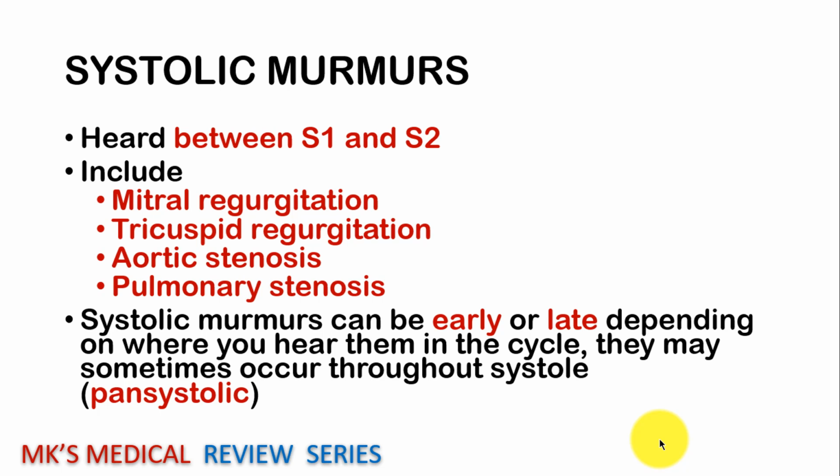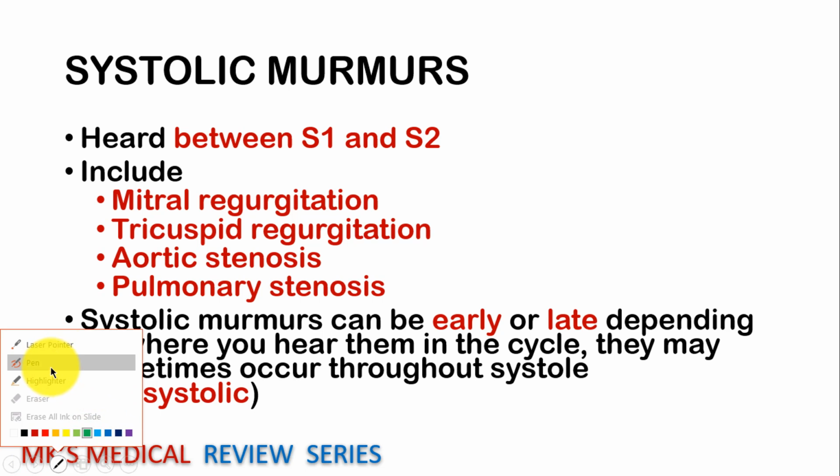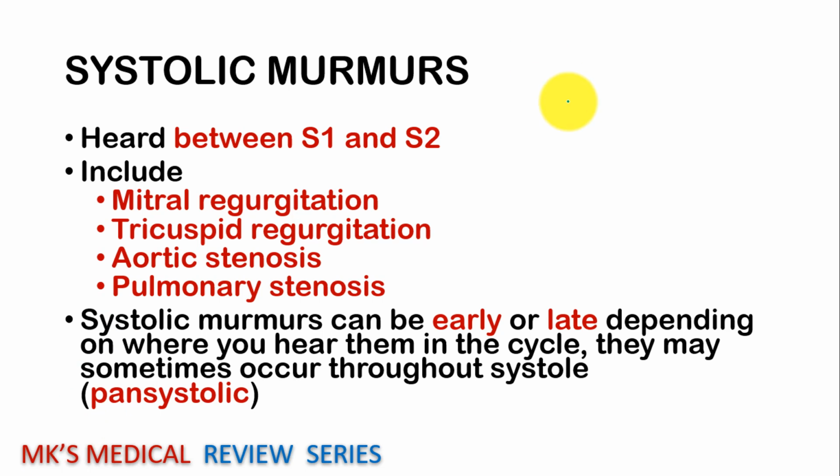So we'll start with systolic murmurs. Remember, let me get back to the schematic that I had drawn much earlier on. We have this here as our S1, followed by this here as our S2, followed by this here as S1 again. So this is going to be the phase of systole. This is going to be the phase of diastole.